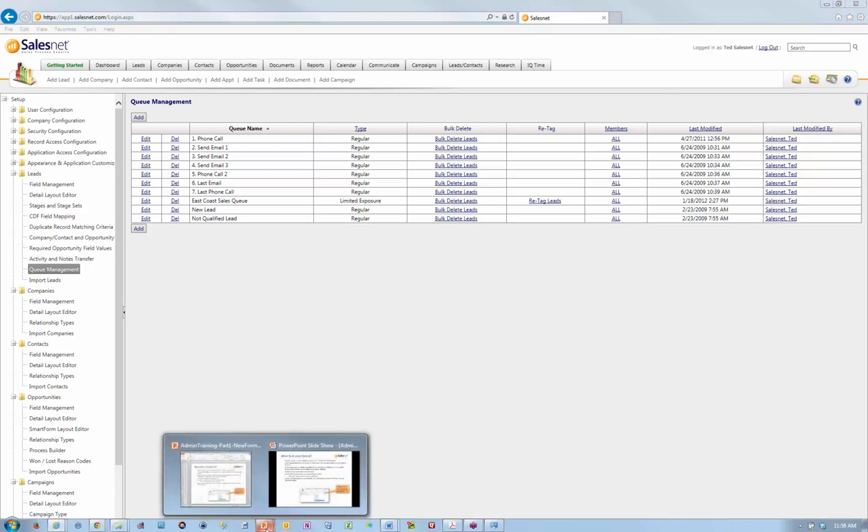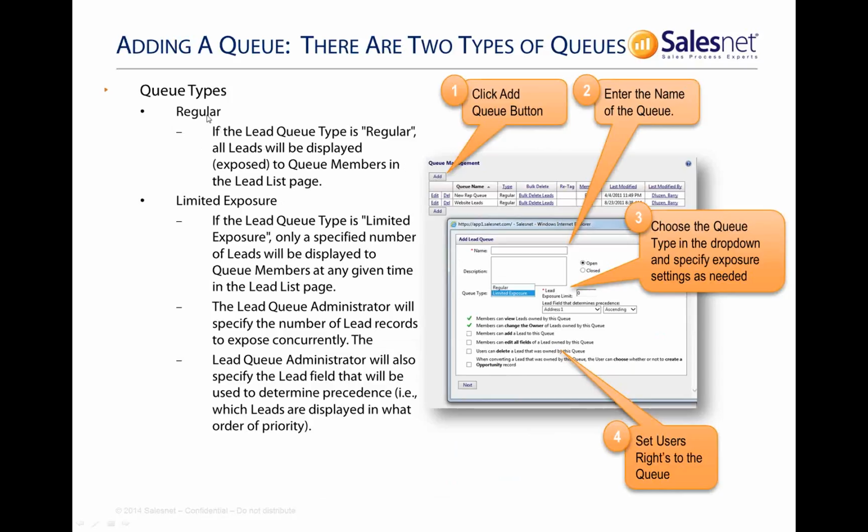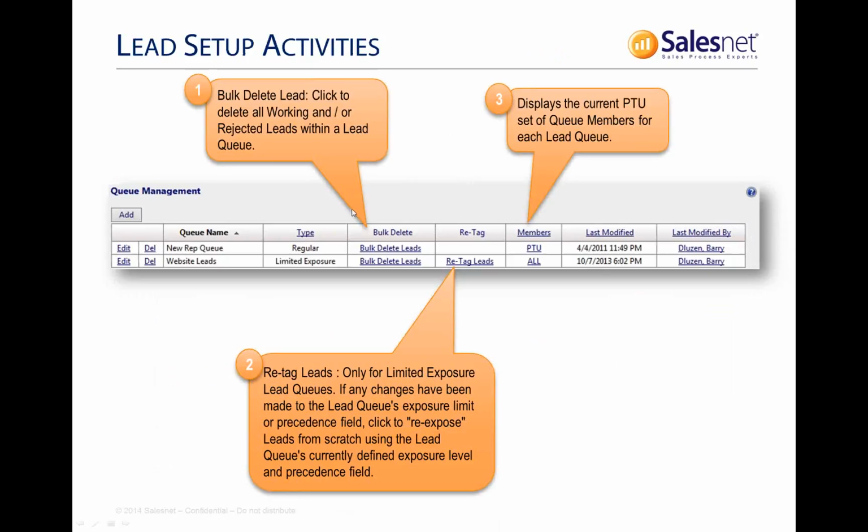All right, so let's flip through the deck here. It's going to finish out talking about the queue. It explains the difference between regular and limited exposure. And then it also shows we can have overrides for every queue. So all those settings about specifying ownership on conversion, and when you convert and you set default values for opportunities, you can override those for each queue and have different settings. So one queue you might want to point to a different sales process. All right, so you get some further customization options here.